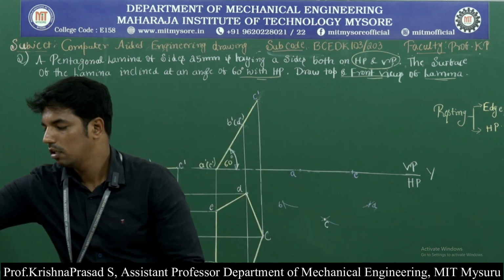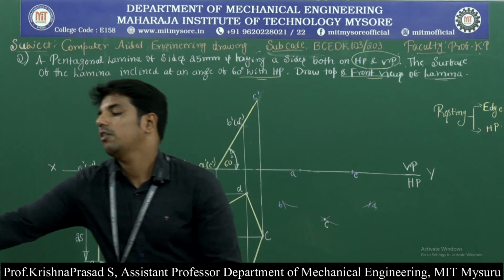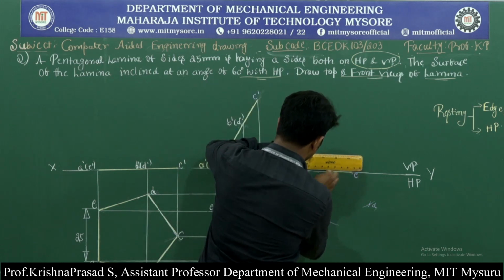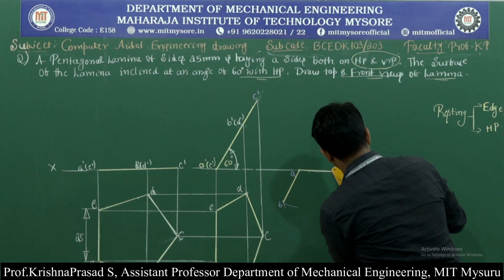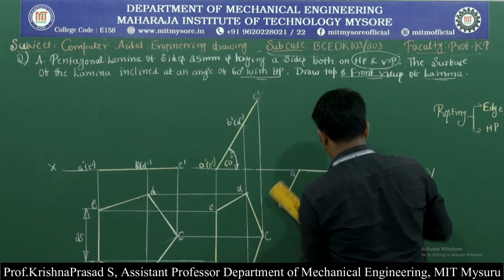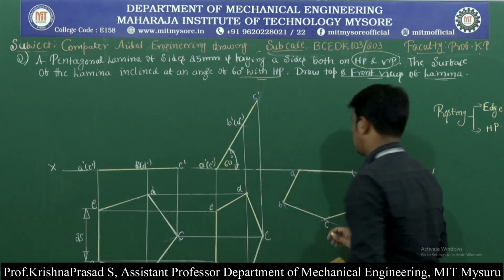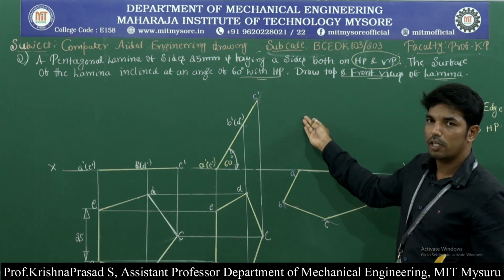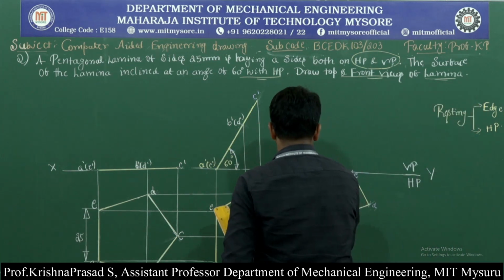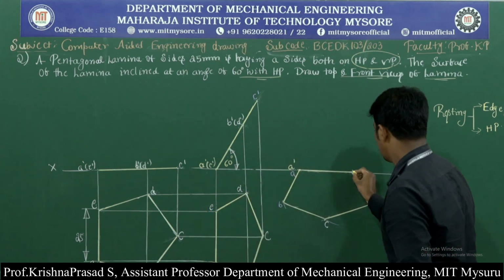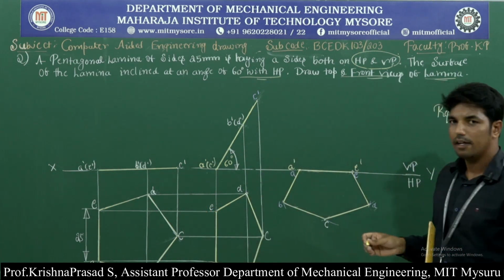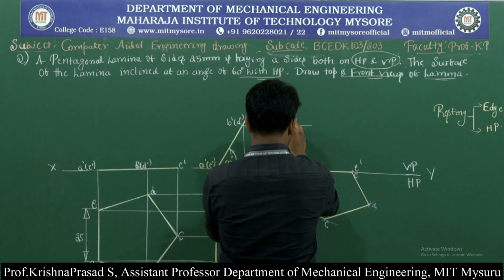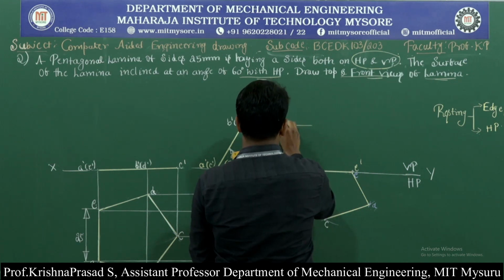Then join the lines. Okay, we will get a pentagonal lamina of sides both on HP and VP. Okay, so that means here pentagonal lamina having the sides both on HP and VP. Then we need to project it on the front view. Okay, observe here, this point is A, then this point is also called A dash. This point is called E, then it is also called E dash. Then other 2 corners, this is B dash and this is B, both meeting at a point B dash.